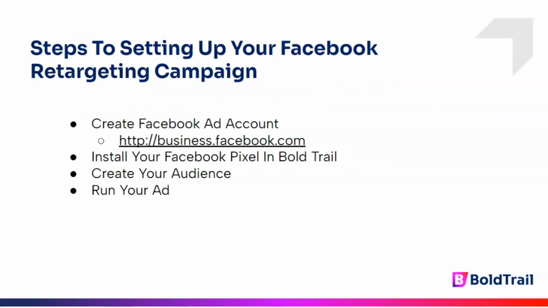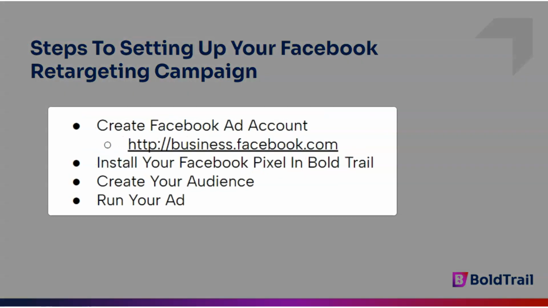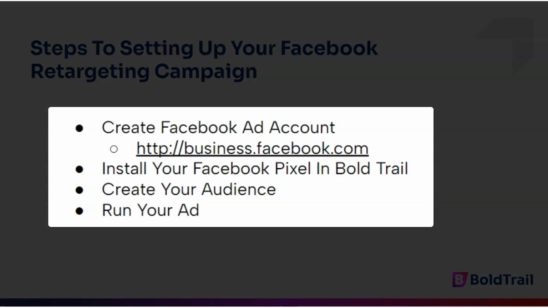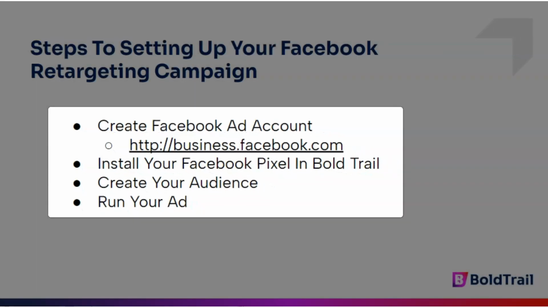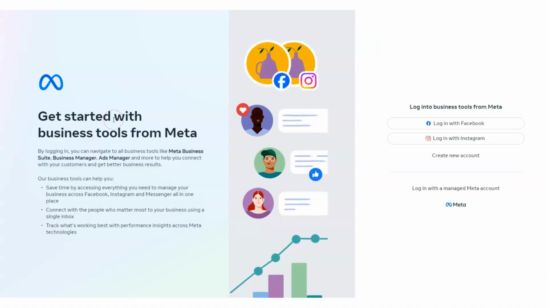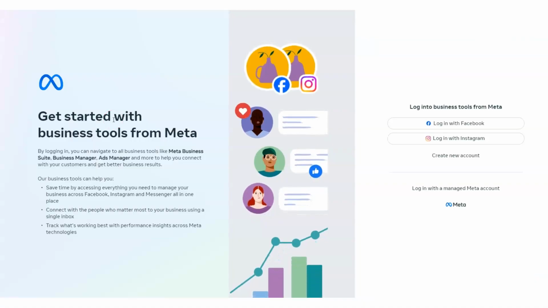So what are the steps? I'm going to walk you through these steps in this video. First, we got to make sure we have a Facebook ad account. We're going to install your Facebook pixel in BoldTrail. Pretty easy to do, just a few steps there that we'll show you on screen. Then we're going to create an audience in Facebook that we're going to run our ads to. These are basically the people visiting our website that we're going to show our retargeting ads to. And then we're just going to set up the simple ad that reminds people who you are and calls them back into your fold.